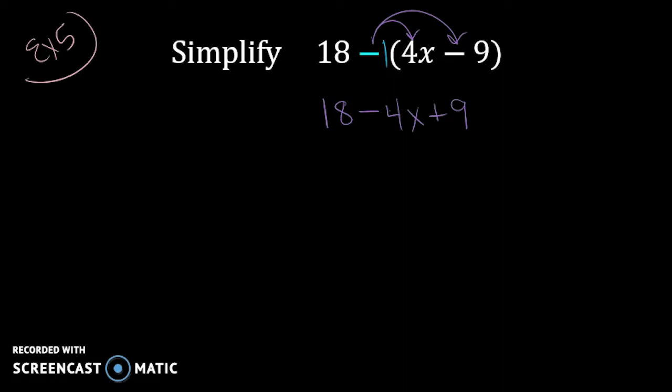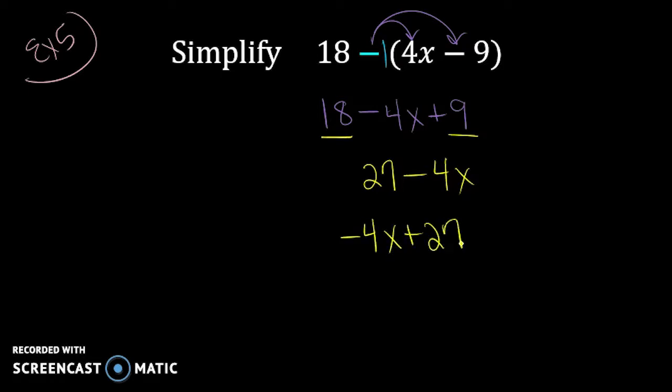And we just have to check to see if there's any like terms to combine, which there are. 18 and 9 give us 27. We'll have 27 minus 4x. Or, if we're writing it in the proper order, it would be -4x plus 27. But either of these answers would be acceptable.